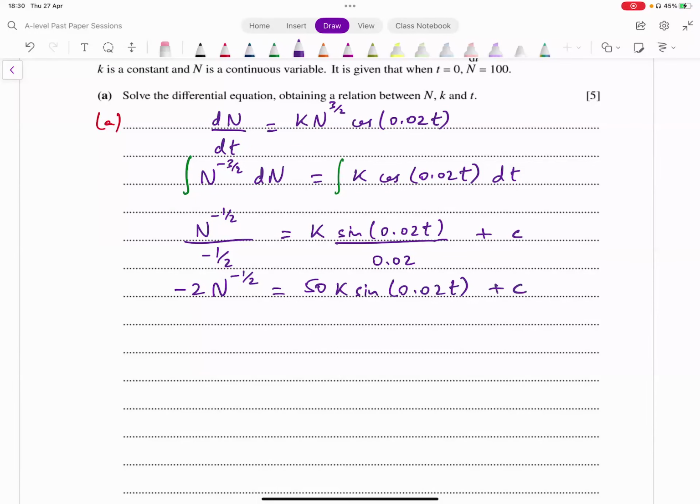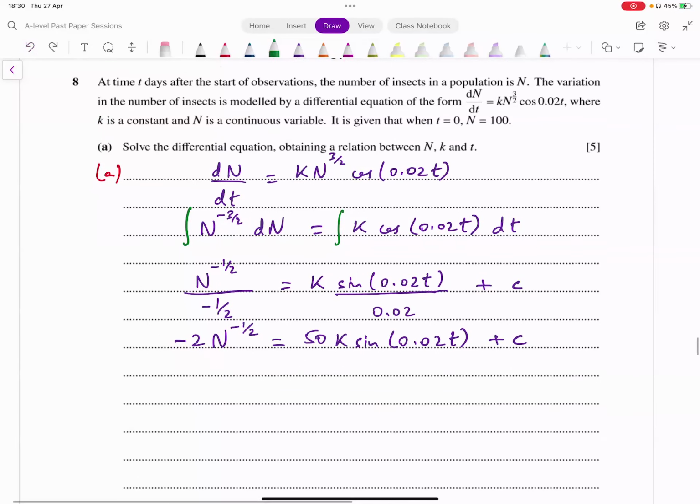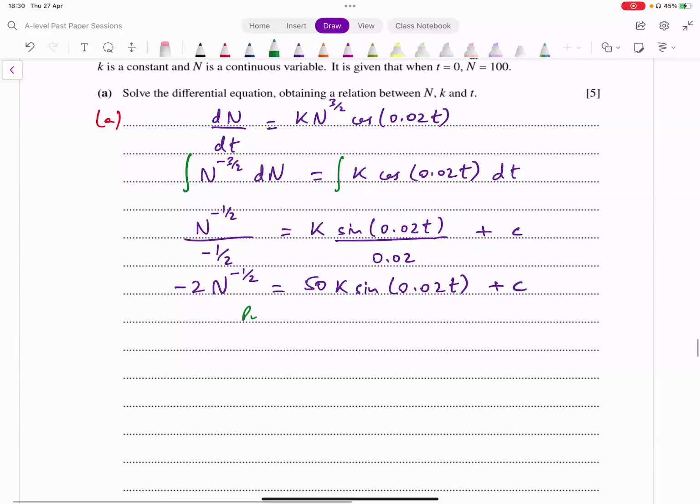0.02t plus c. Now let's find the value of c. For that, we have some information given. It says t equals 0 when n equals 100. When t equals 0, n equals 100. Let's put that point here. T equals 0 and n equals 100. And let's see what we get from that.